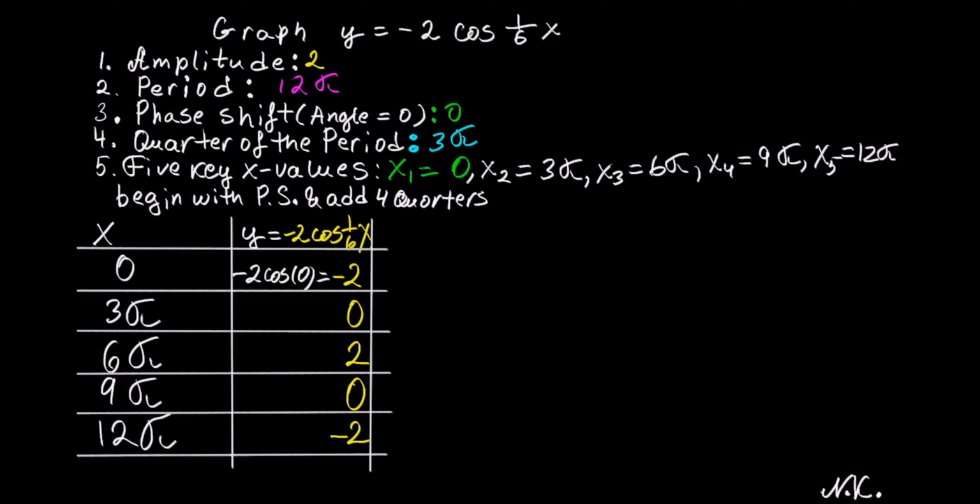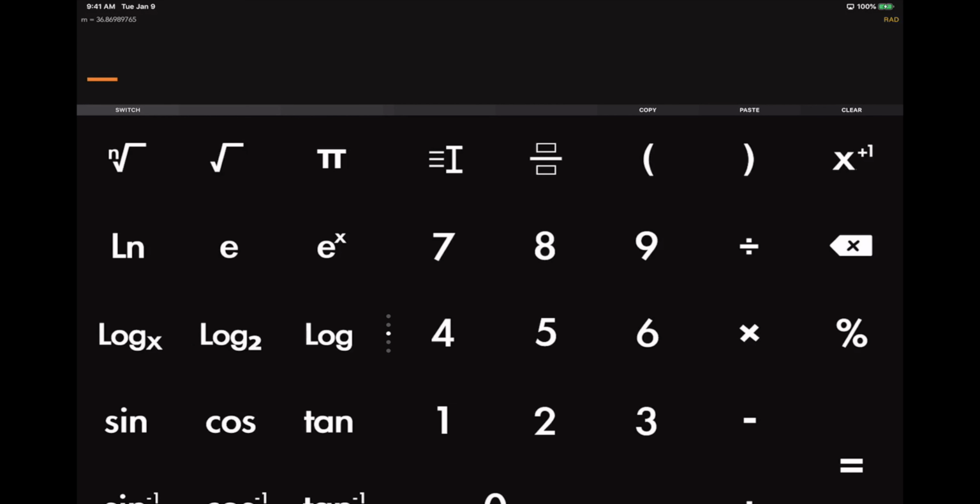So the next y value could be calculated by taking -2 cosine of 1/6 and substituting 3 pi instead of x. 3 pi is over 1. Both 6 and 3 can be divided by 3, so we can reduce by 3. 3 cancels out and 3 goes into 6 2 times. And we have -2 cosine of pi over 2. So -2 times cosine of pi divided by 2, and this gives us 0.